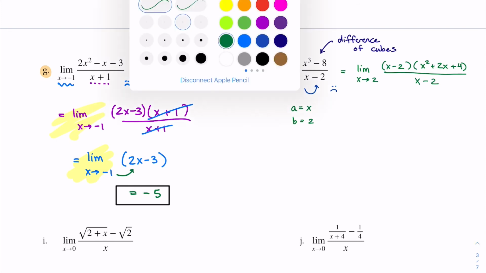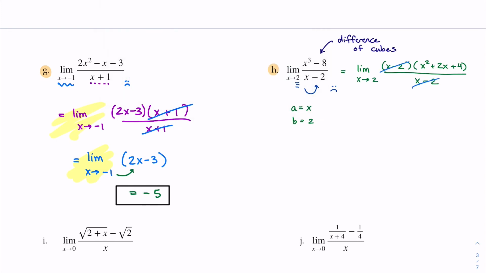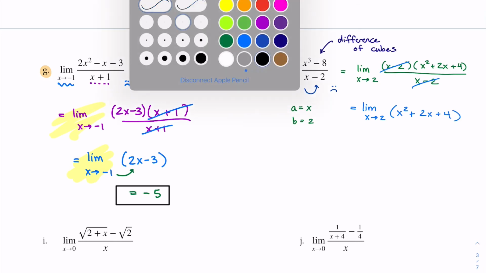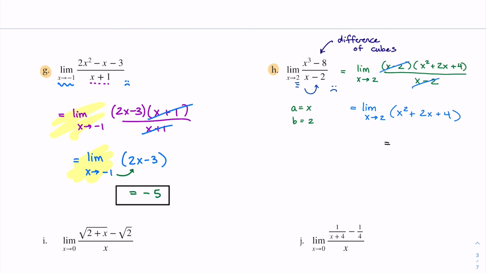And again, now we're back. We have factors that cancel. That troublesome denominator is now gone. So we can say this whole expression is equal to the limit as x approaches 2 of this trinomial right here. And when I plug in 2, I end up getting 4 plus 4 plus 4. That's kind of cool. This whole limit expression is equal to 12.